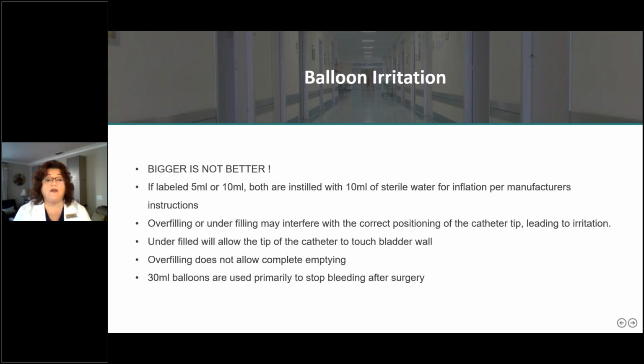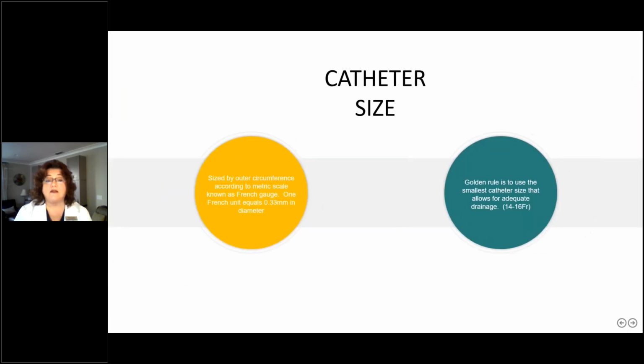So underfilled, that allows the tip of the catheter to tilt down and touch the bladder wall, again causing that irritation. And overfilling doesn't allow the bladder to empty all the way because then the tip is in a different position where it's not down where the urine is. So overfilling just makes that tip higher up. 30 ml balloons are primarily used to stop bleeding after surgery, so we don't typically put those in patients that need an indwelling catheter unless they're bleeding.